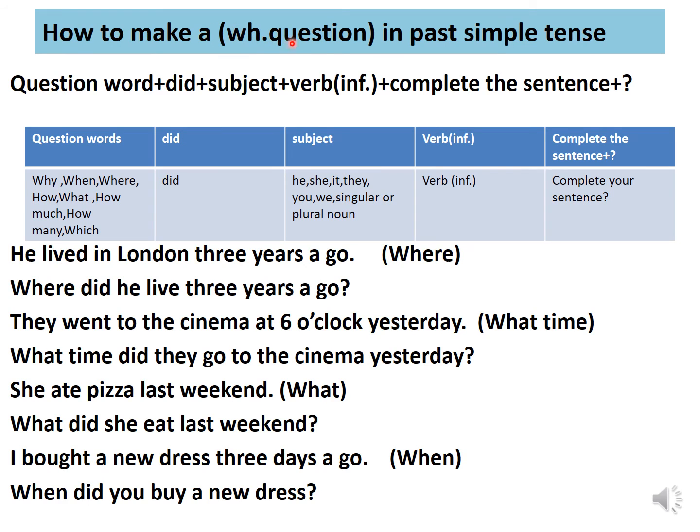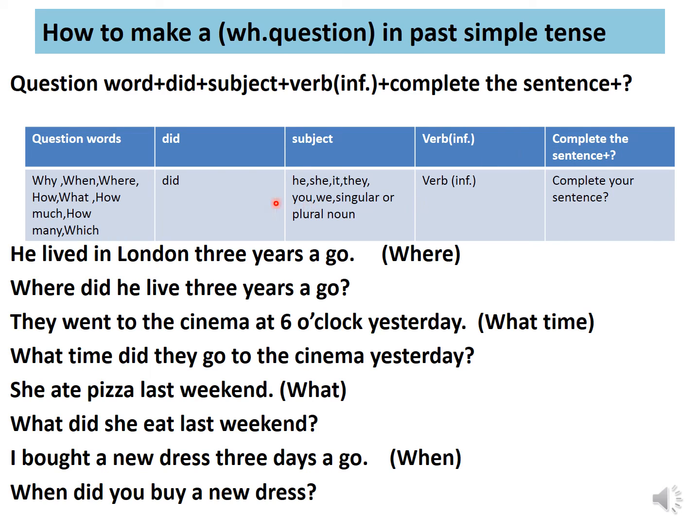How to make a WH question in past simple tense. As we talked before, just start with the question word, and we said the helping verb is did in past. Do you remember in present? Yes, in present we have do or does. Then the subject, then the verb in infinitive, then complete your sentence and question mark. So again, question words like what, why, when, where, how, how much, how many, which, then did, then the subject like he, she, it, they, then the verb in infinitive. Complete your sentence and the question mark.